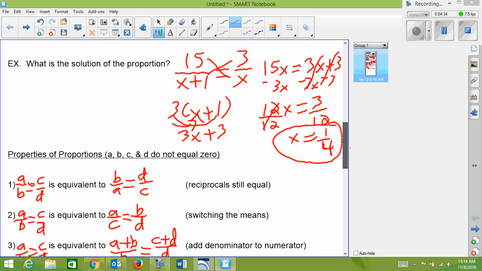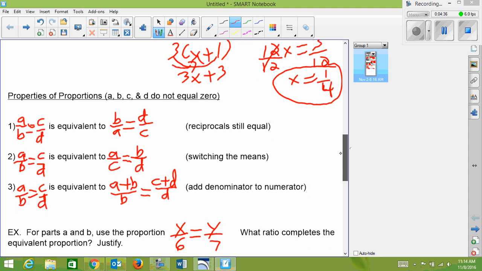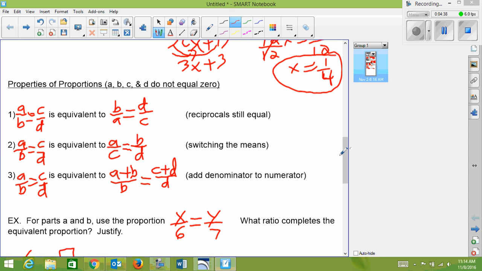I have some properties of proportions that we need to look at. Properties of proportions, and you have to make sure that none of A, B, C, and D equal 0, because if they do, that's going to mess up the whole deal. The whole thing would be equal to 0. So if I have A over B equals C over D, that is equivalent to B over A equals D over C. All I did was flip both. The reciprocals of both still equal. As long as I flip both, I'm fine.